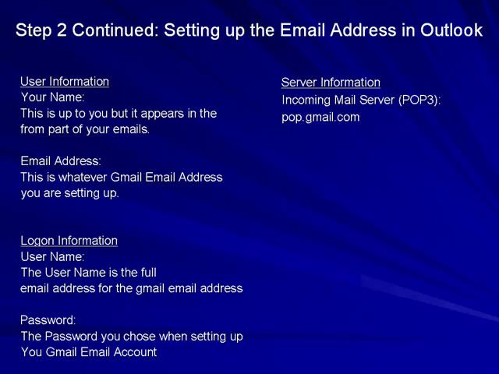After that, you'll need to enter the server information. The first is the incoming mail server, which is a POP3, and you'll want to put in pop.gmail.com. The next one is the outgoing mail server, which is an SMTP server, and you'll want to enter smtp.gmail.com.